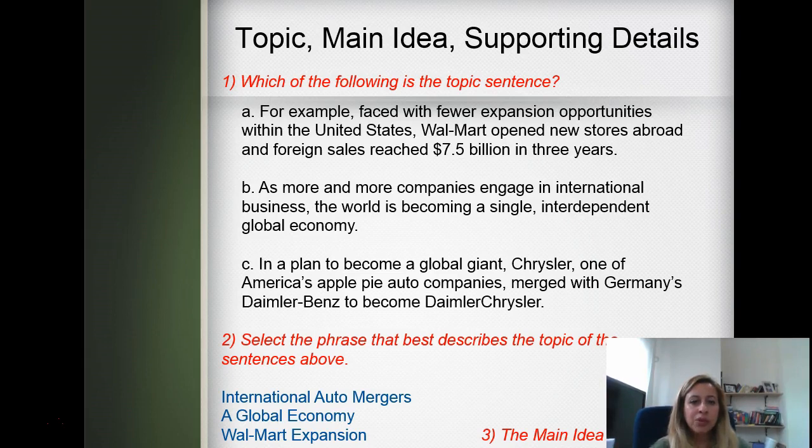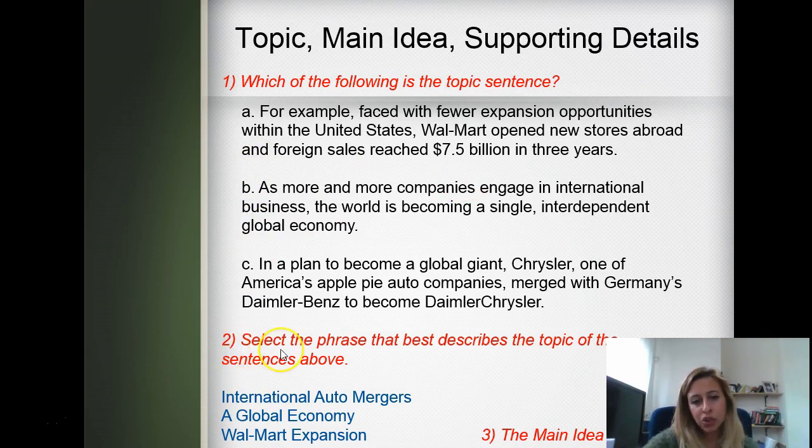Let's see B. As more and more companies engage in international business, the world is becoming a single, interdependent global economy. And let's look at C. Even before I start reading, I see here Chrysler, Americas, Germany, etc. I already see names which give me the impression that I'm already in the details. And the details, the supports, are always more specific. And the main idea is generally wider. So B is the main idea.